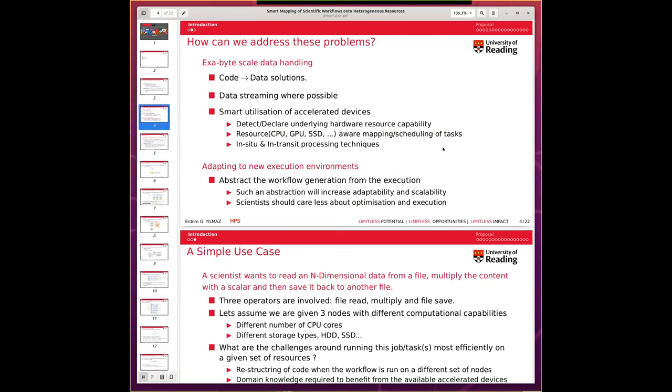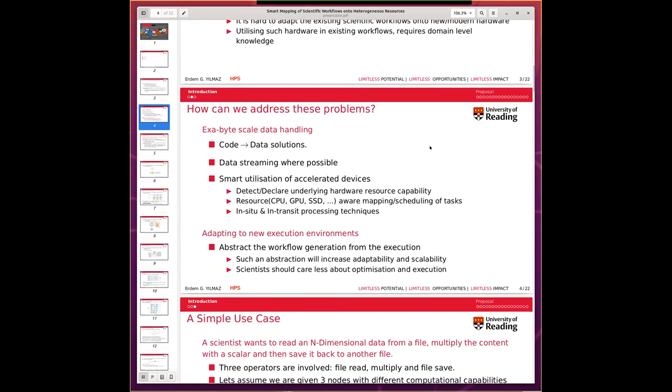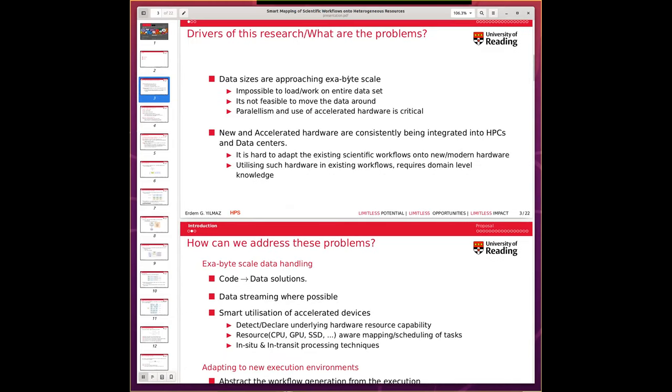Okay. So the drivers of this research are that data sizes are approaching the exabyte scale, and it's not possible to move the entire data. And new and accelerated hardware are consistently being integrated into HPCs and data centers. And it is hard for existing scientific workloads to be adapted for new hardware. And utilizing such hardware in existing workflows requires domain knowledge. So how can we address these problems?